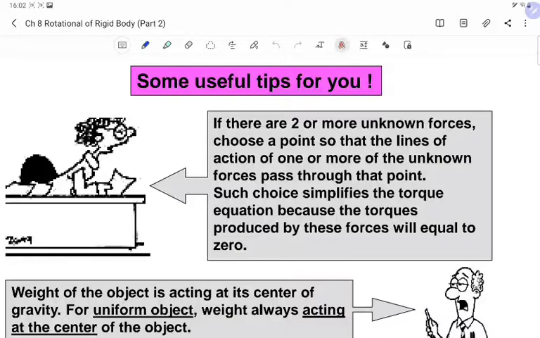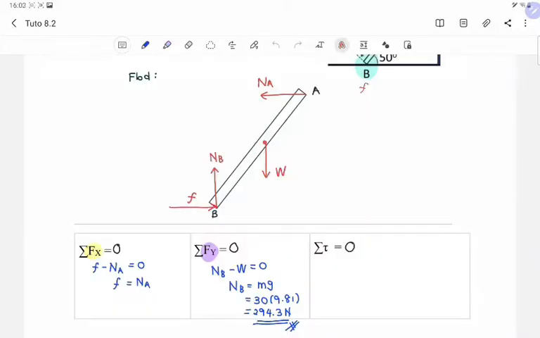Okay, so based on the tips that we have seen earlier, choose a point that consists of two or more unknown forces in order to simplify the torque equation. Pilih point yang ada banyak forces supaya equation torque kita lebih pendek untuk diselesaikan. So from our FBD, the point that has two or more unknown forces is point B.